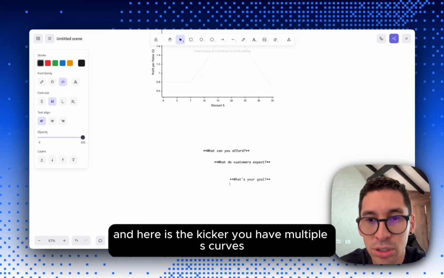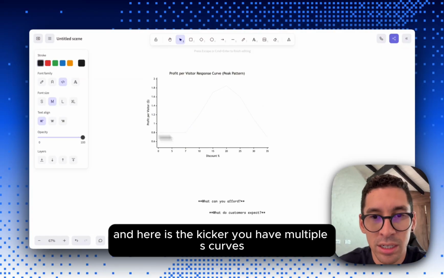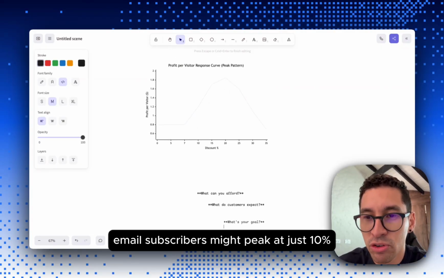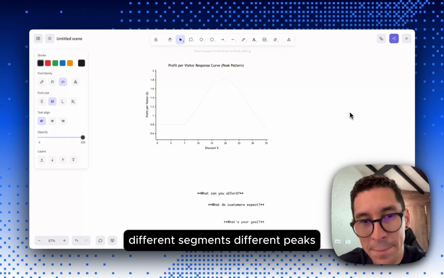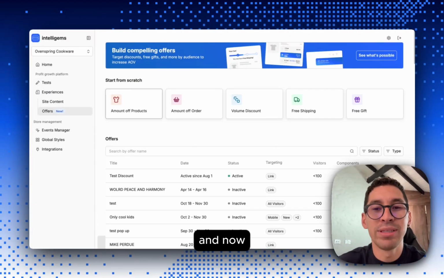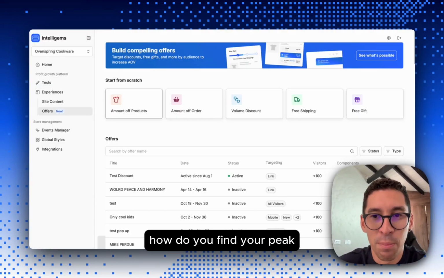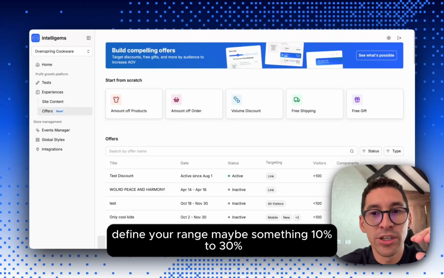And here is the kicker. You have multiple S-curves. New customers might peak at 20%. Email subscribers might peak at just 10%. Different segments, different peaks. And now the key question that you might ask yourself is, how do you find your peak? So first one, define your range.